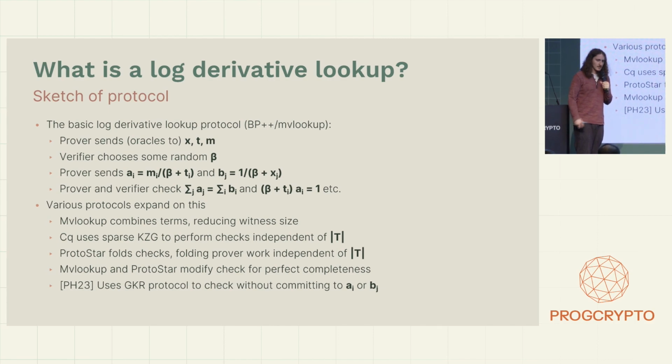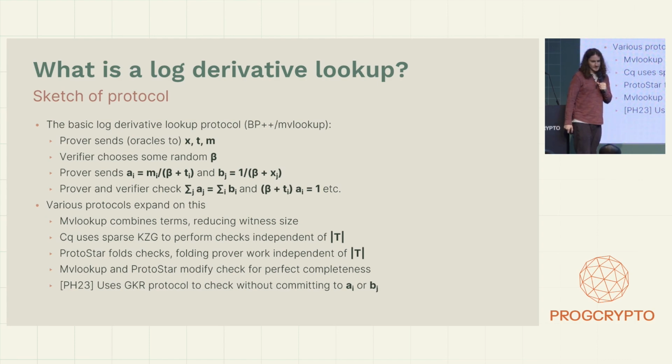Yeah, and so you can modify the check to be perfectly complete because there is this sort of subtlety in the B's. If you got unlucky and picked a beta that was equal to negative xj, then your prover would fail. Again, when working over a big field, this is extremely unlikely, but you can change the check slightly in order to avoid that.